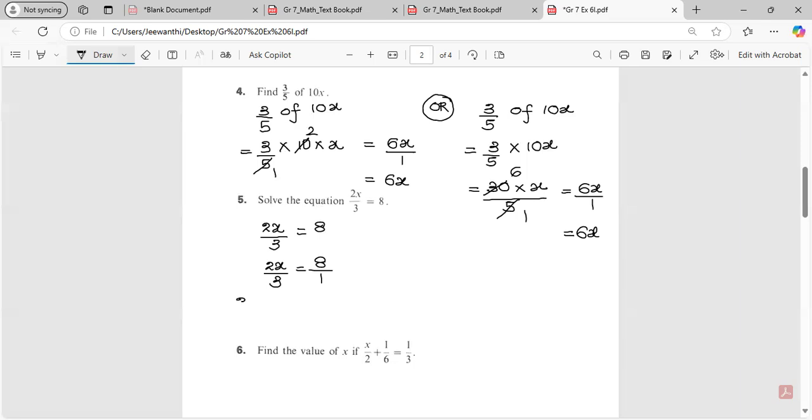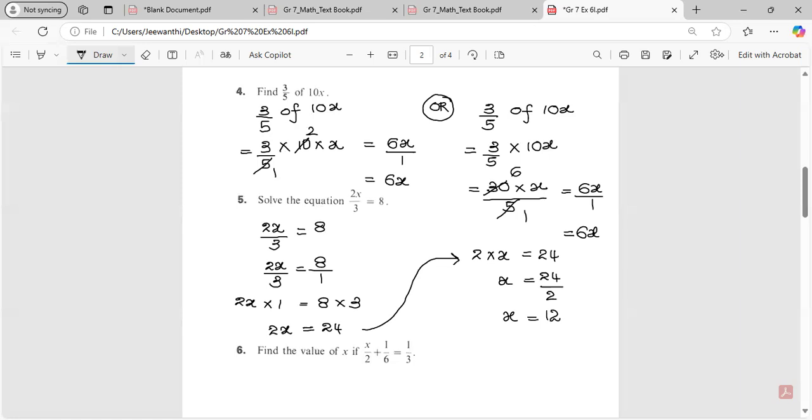How should I do that? 2x multiplied by 1 equal to 8 multiplied by 3. 2x multiplied by 1, 2x. 8 multiplied by 3, 24. I bring my sum here as I don't have enough space. So 2x means 2 times x equal to 24. So x is equal to 24 divided by 2. So x is equal to 12, right? x is equal to 12.